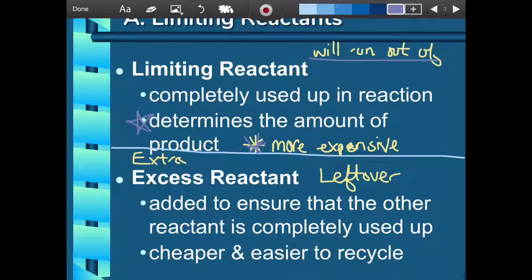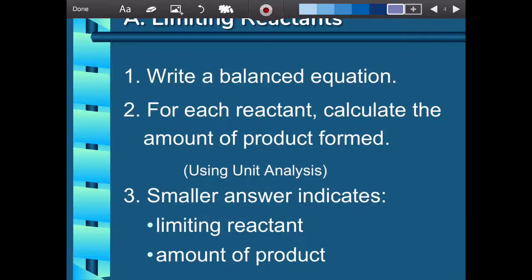To go to the opposite end of the spectrum, excess reactants are reactants that you have extra of. I remember this because extra and excess both have the EX at the beginning. These are the reactants that you have leftovers of when the reaction is completely finished, or once all of your product has been made. These reactants are typically cheaper and/or easier to recycle and reuse again.